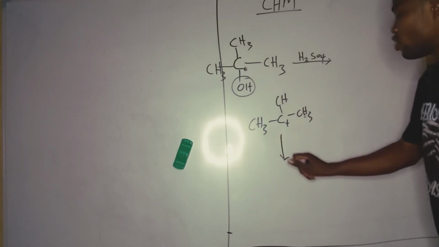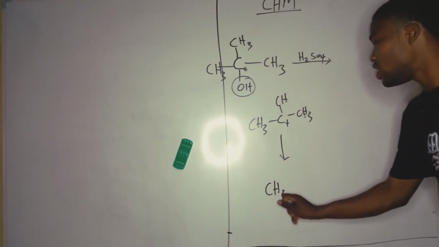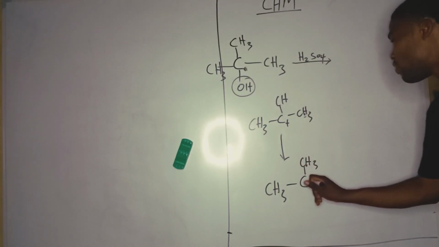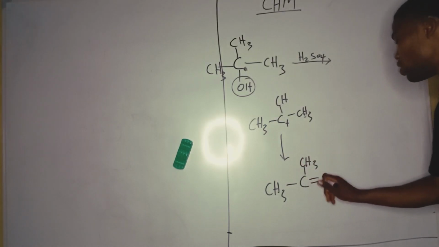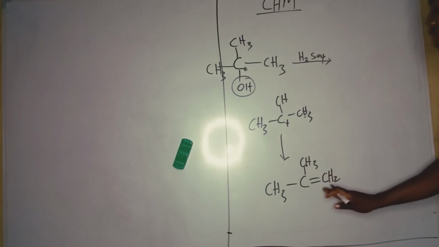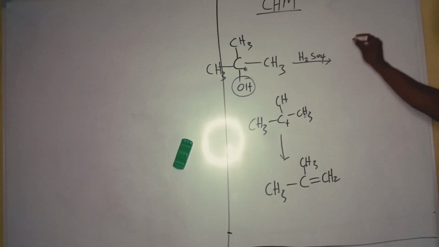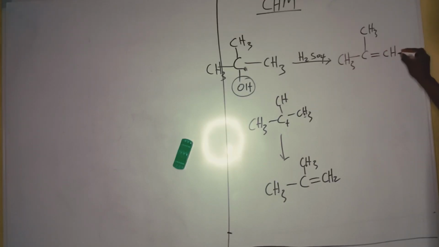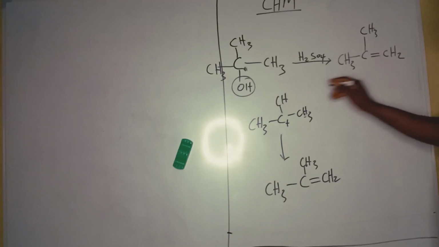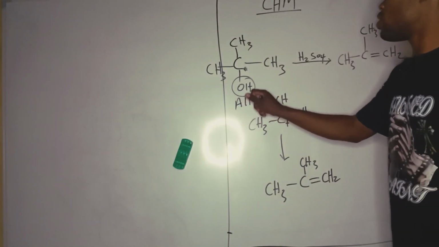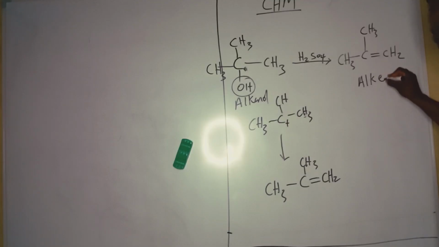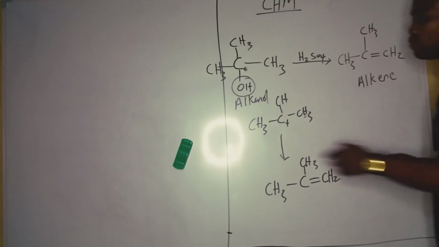If you lose H from there, I'm going to have CH3, C, then up I have CH3. Losing H creates a double bond, and I have a CH2. So this is an eliminated product. Therefore, my product is going to be CH3, C, CH3, double bond, CH2. This is now an alkene, and this was an alkanol. If you don't understand, pause the video and check. I have an alkene.